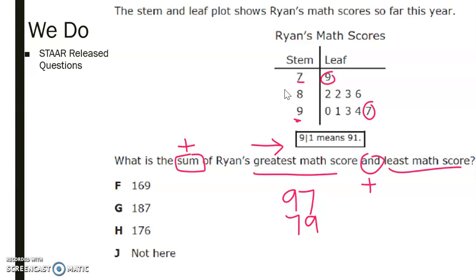And remember, we're looking for sum, so we're going to go ahead and add those. So I look at my ones place. 7 plus 9 is 16. Carry my 1. 9 plus 7 plus 1 is 17. So in this case, the sum is going to be 176. I see that as my answer here for H. So H is my answer.